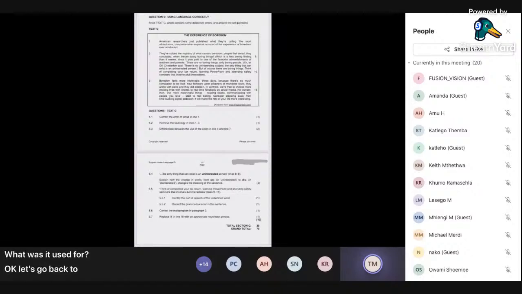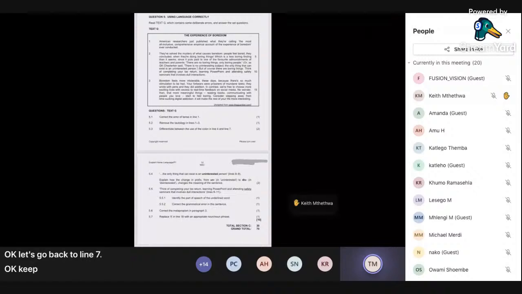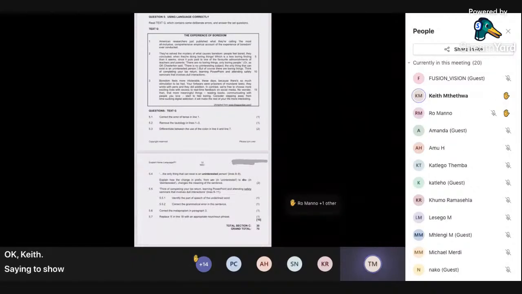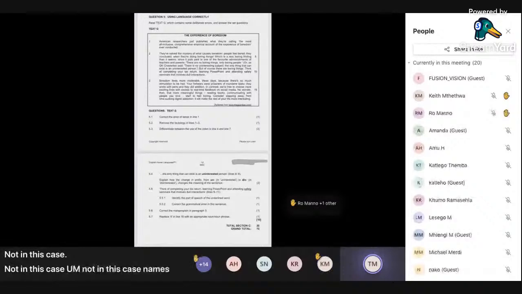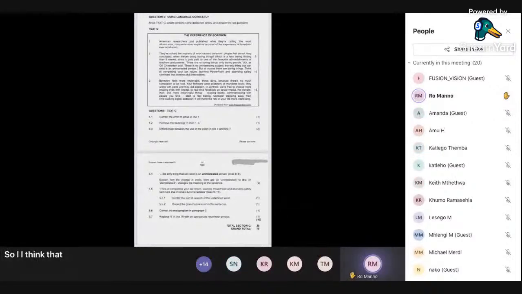Okay, let's go back to line 7. Okay, Key. A list. Not in this case. Names? So I think that it's used when a person is talking, because then we have, I think, inverted commas after that, and then the person speaks, and then closed inverted commas. You've just answered it like a fun lane. Now, please contextualize it to home language. It is to introduce direct speech.